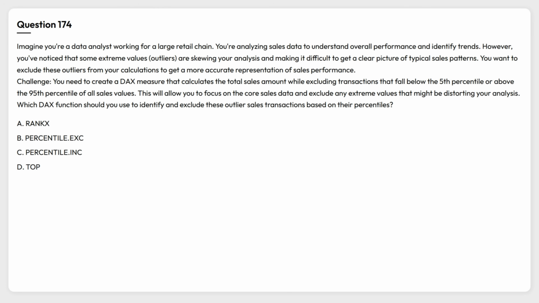Challenge: you need to create a DAX measure that calculates the total sales amount while excluding transactions that fall below the 5th percentile or above the 95th percentile of all sales values. This will allow you to focus on the core sales data and exclude any extreme values that might be distorting your analysis. Which DAX function should you use to identify and exclude these outlier sales transactions based on their percentiles?